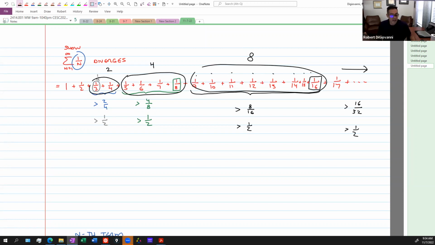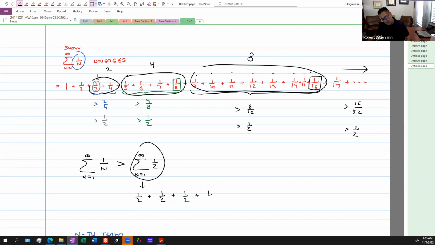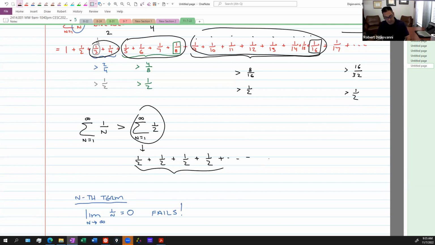So basically what I'm saying is this: if you take the sum from n equals 1 to infinity of 1 over n, that sum is bigger than taking the sum from n equals 1 to infinity of just 1/2. See, this second one just means 1/2 plus 1/2 plus 1/2 plus 1/2 forever. And that becomes infinite, right? If you do 1/2 plus 1/2 plus 1/2, it blows up, becomes infinitely big. And the sum that we're looking at is bigger than that.